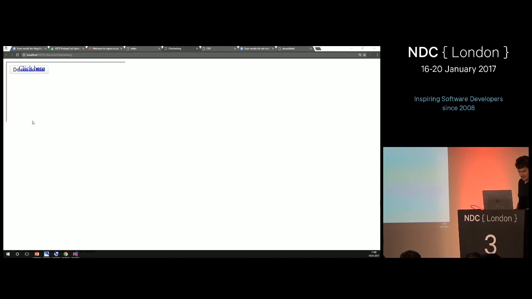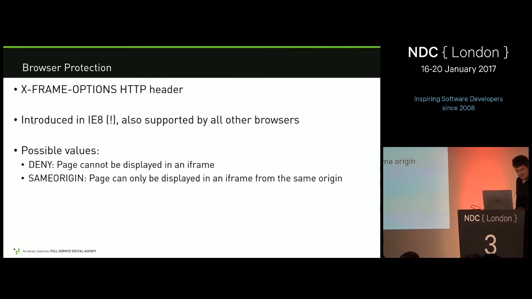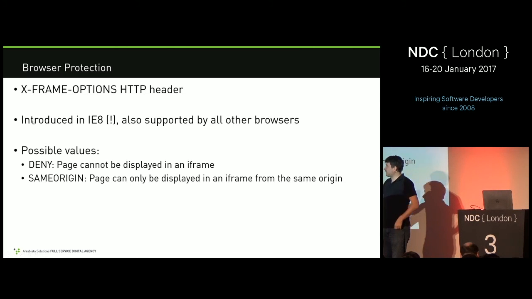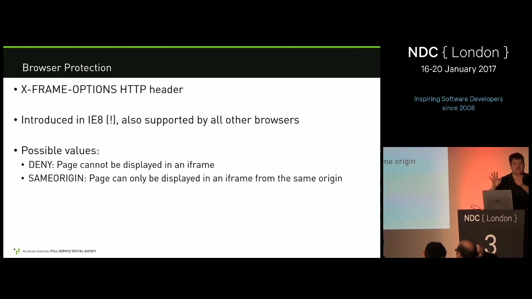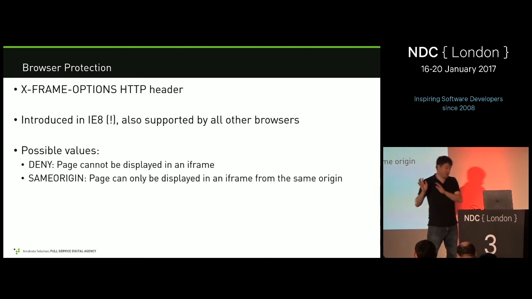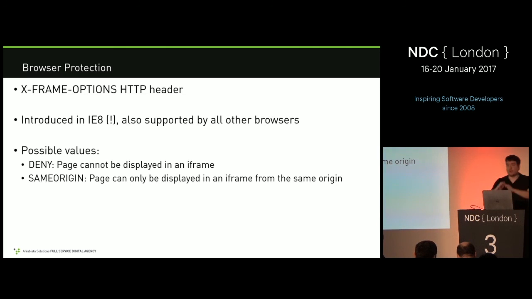Once again, there was something introduced by, surprisingly, IE8, an HTTP header called X-Frame-Options. X-Frame-Options is a header telling the browser, and all browsers nowadays support it, either deny, this page cannot be displayed in an iframe, or same origin. This page can be displayed in an iframe, but only if the outer page has the same origin as the inner page. It means we can frame our own content, but we cannot be framed by someone else.